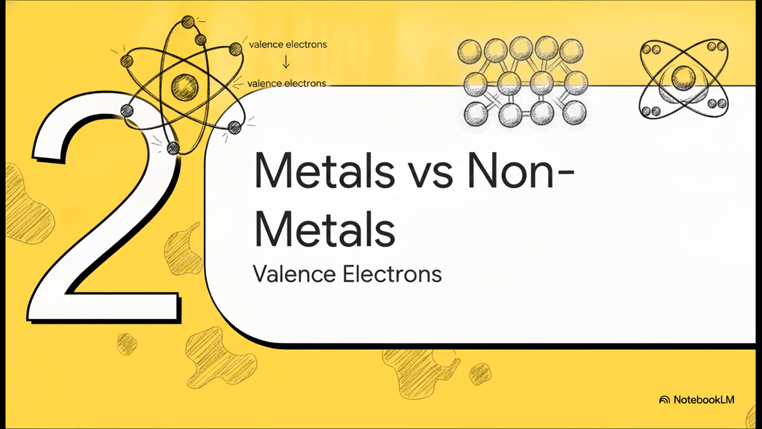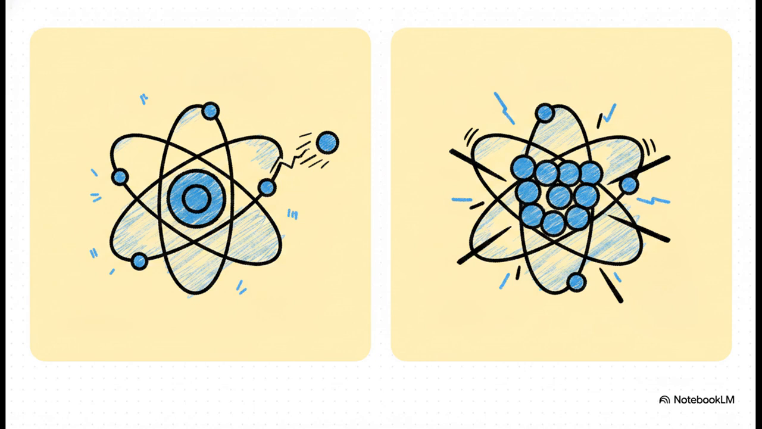Moving right along to Section 2, metals versus nonmetals. And what's really interesting here is how those electron shells determine a material's very identity. It really all comes down to that outermost shell and the electrons living there, what we call valence electrons. Let's compare two totally different elemental characters. Over on the left, we've got sodium, atomic number 11. If we fill its shells using that rule we just talked about, 2 in the first, 8 in the second, that leaves exactly one lonely electron just hanging out in the third shell.